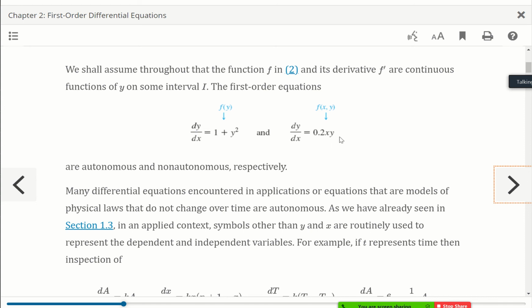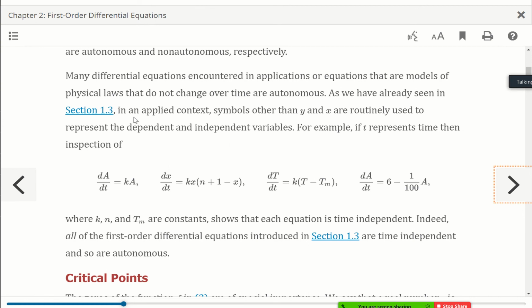Whereas the one we just looked at in example 1 of this section, dy dx equals 0.2 xy, would be a non-autonomous ODE because you can see the explicit dependence on the independent variable x. Many differential equations encountered in applications, or equations that are models of physical laws that do not change over time, are autonomous. If we go back through our section on modeling, whether population dynamics like the first two, radioactive decay, Newton's law of cooling, or that tank mixing problem we looked at a little bit ago, these would all be examples of autonomous first order differential equations.